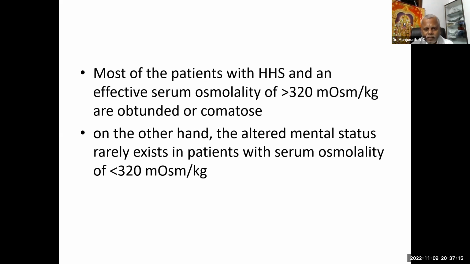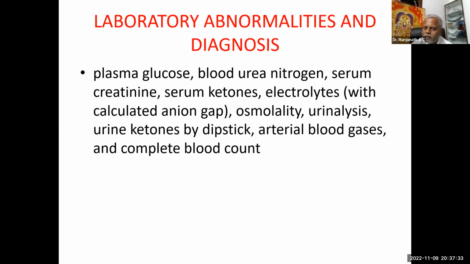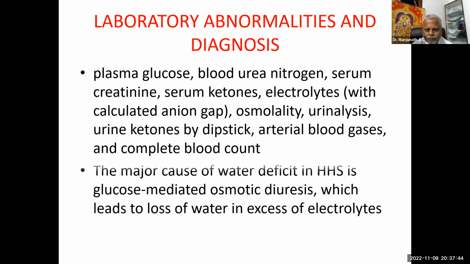The effective serum osmolality is more than 320 where the patient is severely obtunded or comatose. On the other hand, altered mental status is rarely seen when the osmolality is less than 320. So laboratory diagnosis is again the same: glucose, blood urea nitrogen, serum creatinine, serum ketones, electrolytes, osmolality and urine analysis, arterial blood gas, and blood count. The major cause of water deficit is glucose-mediated osmotic diuresis, which leads to loss of water along with excess electrolytes.